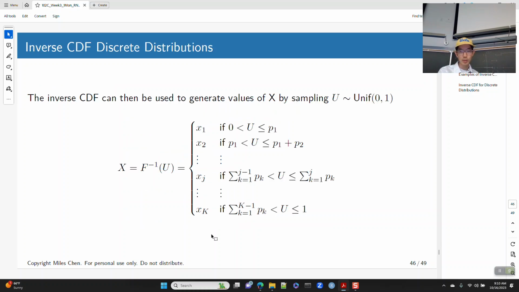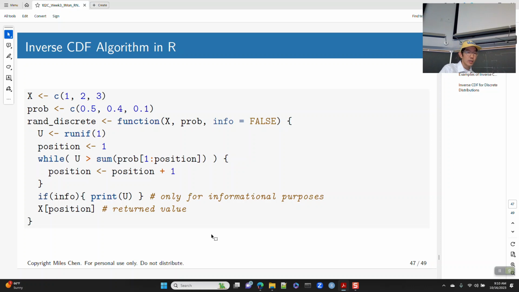So let me just write out some code here. So here we're going to just say x can be a value 1, 2, or 3, and then the corresponding probabilities, the mass function, is 0.5, 0.4, and 0.1. And so how do we generate values from this thing?